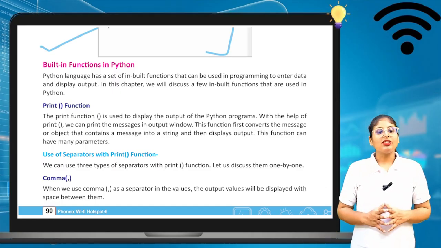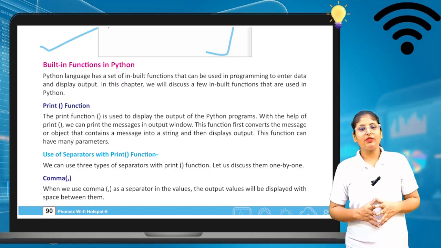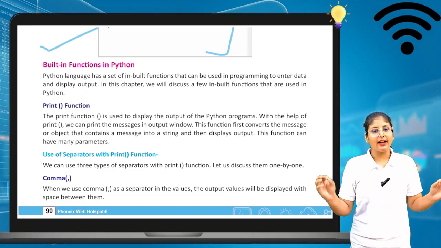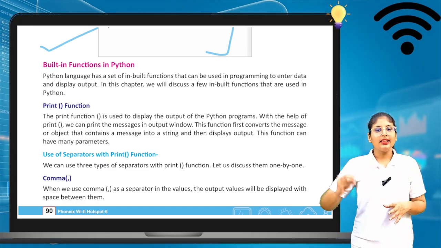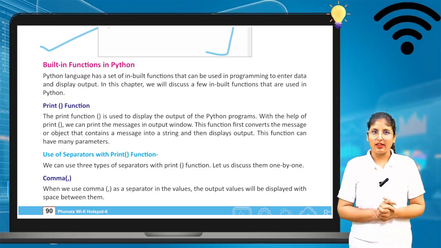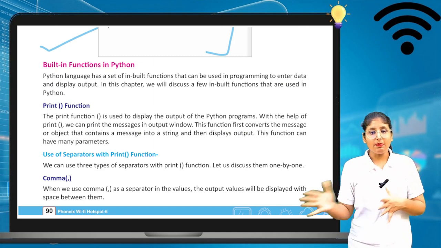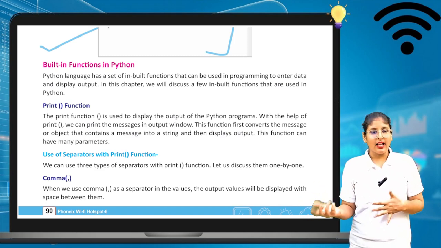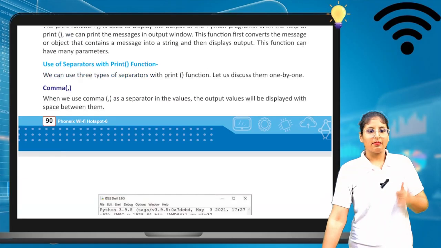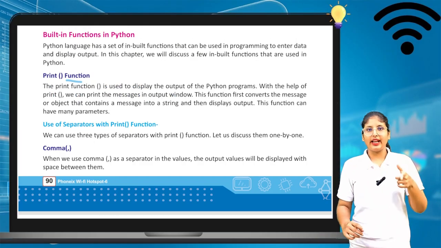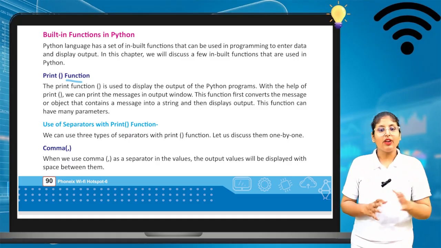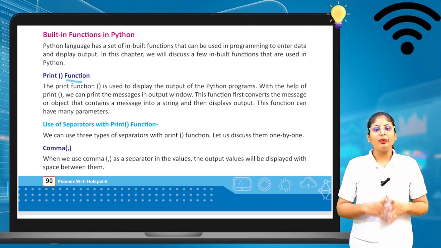So Python language has a set of built-in functions that can be used in programming to enter data and display output. In this chapter, we will discuss a few inbuilt functions that are used in Python. The first one is the print function, where the right side and left side brackets should be there. So the print function is used to display the output of the Python program.